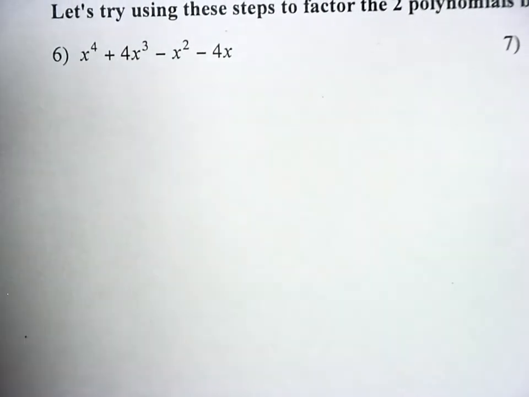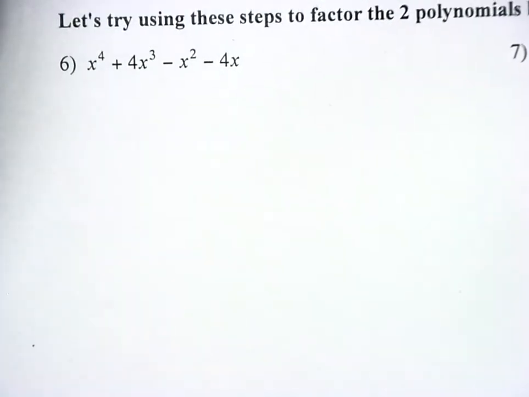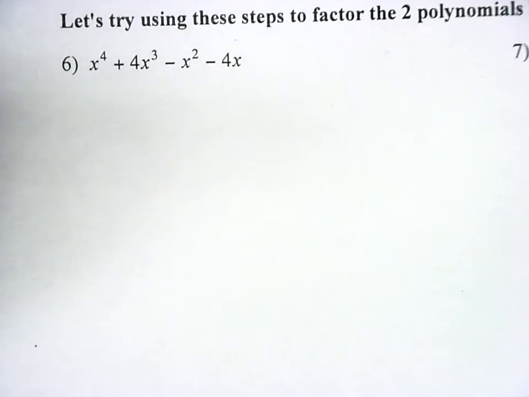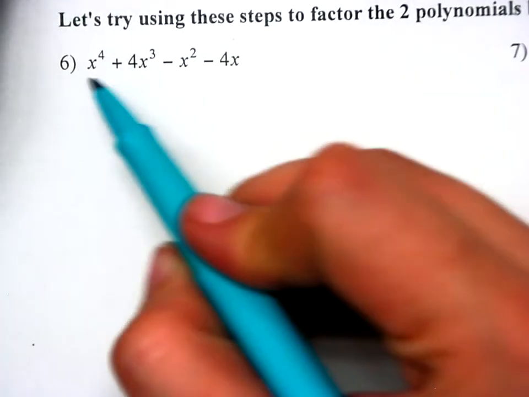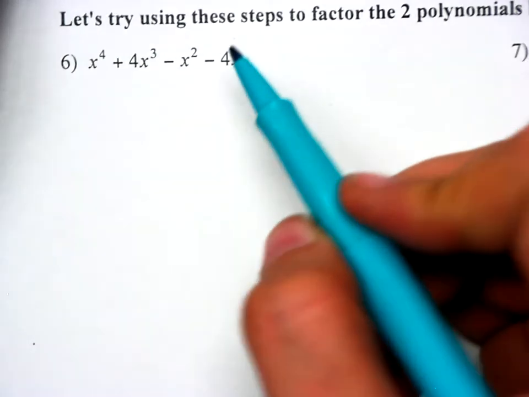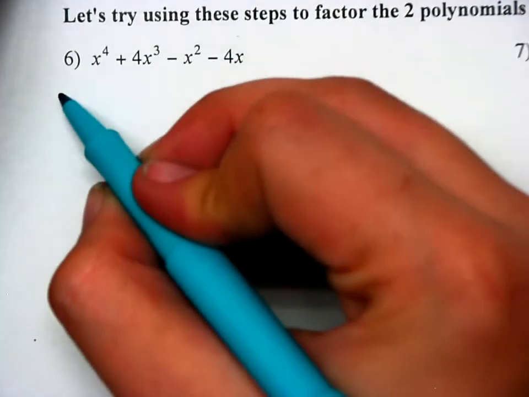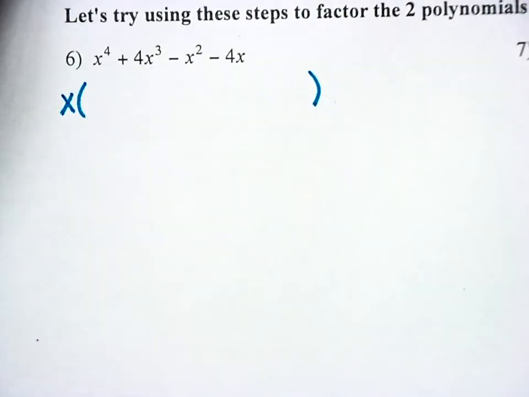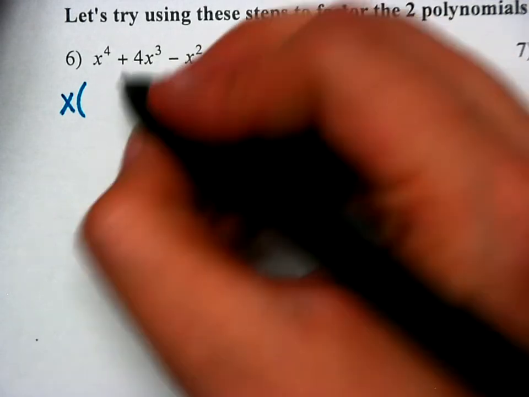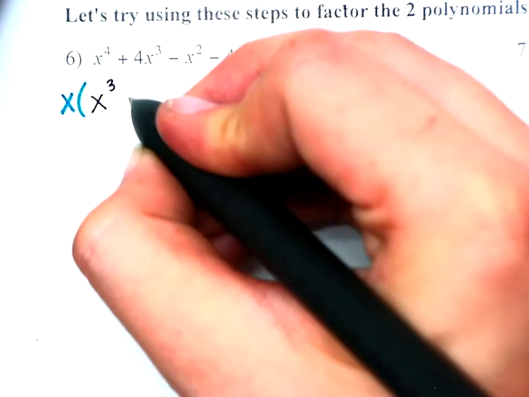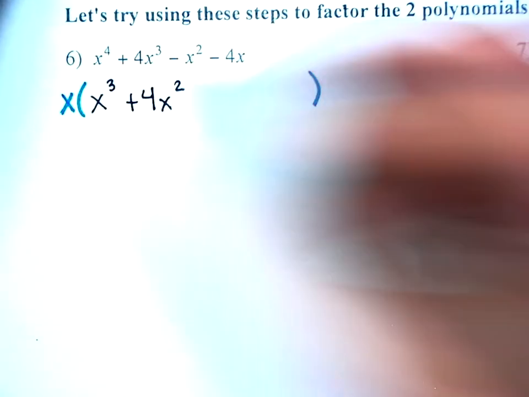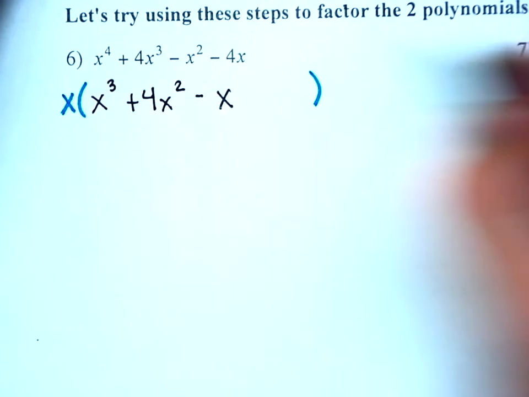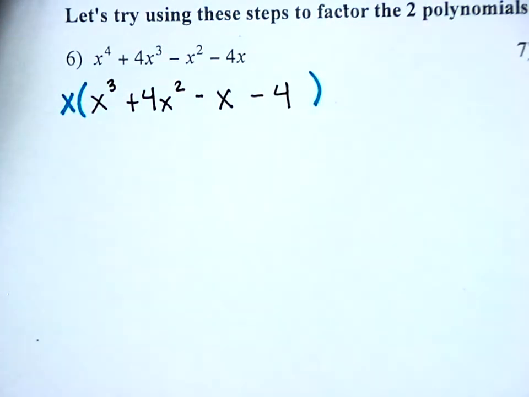But the first thing I want to do is, again, like with any polynomial, see if I have a GCF for the entire polynomial. And I do. I can factor an x out of all of these terms. So I'm going to do that first. X times, and then I'm going to write this left over. So I've got x to the third plus 4x squared minus x, and then minus 4. So that's my first step.